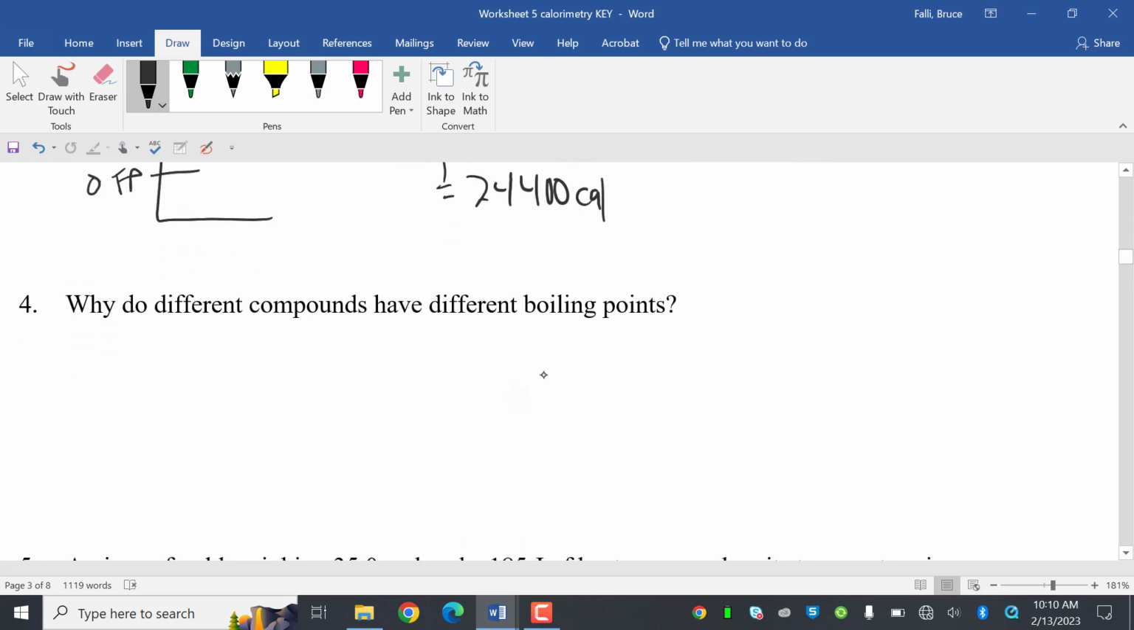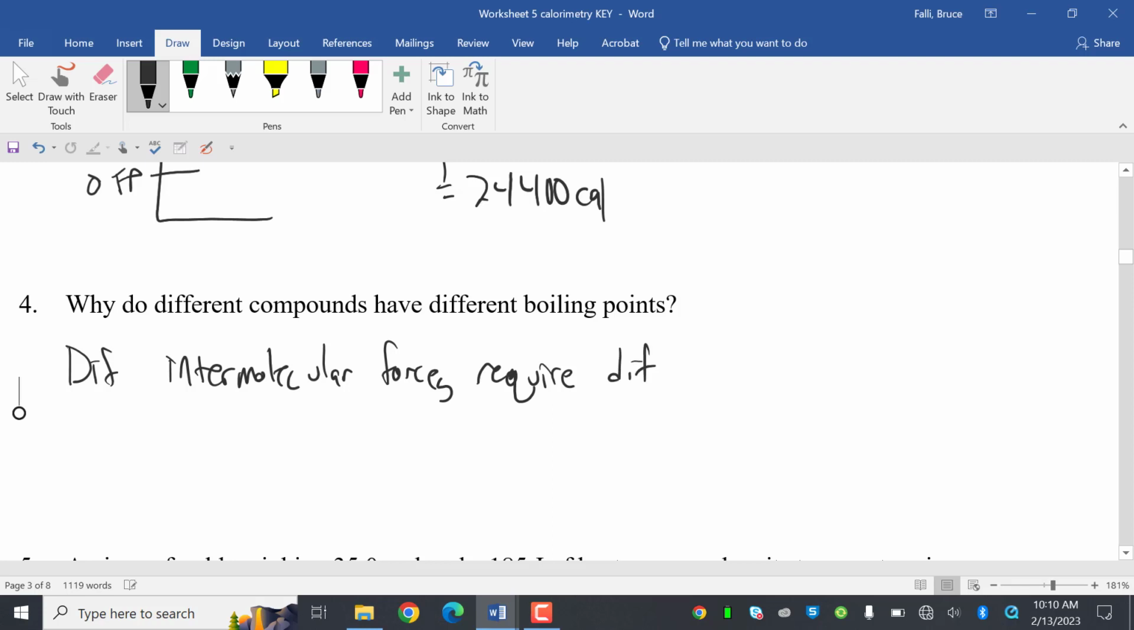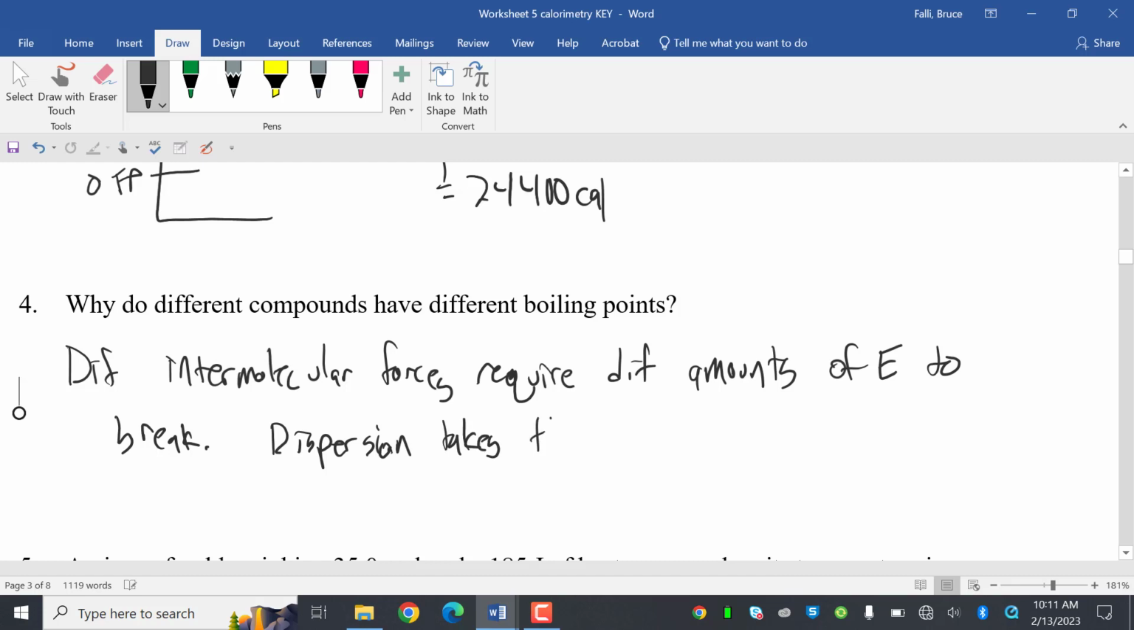Why do different compounds have different boiling points? They have different intermolecular forces, which require different amounts of energy to break. So if you remember, dispersion takes less than H bond.